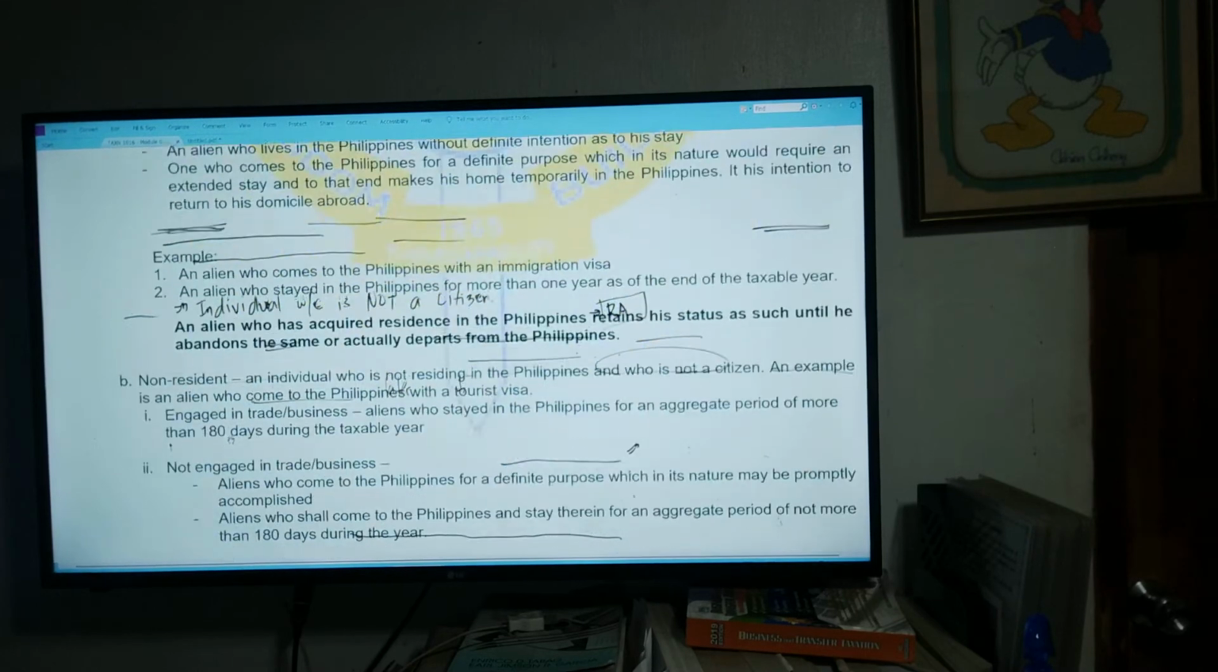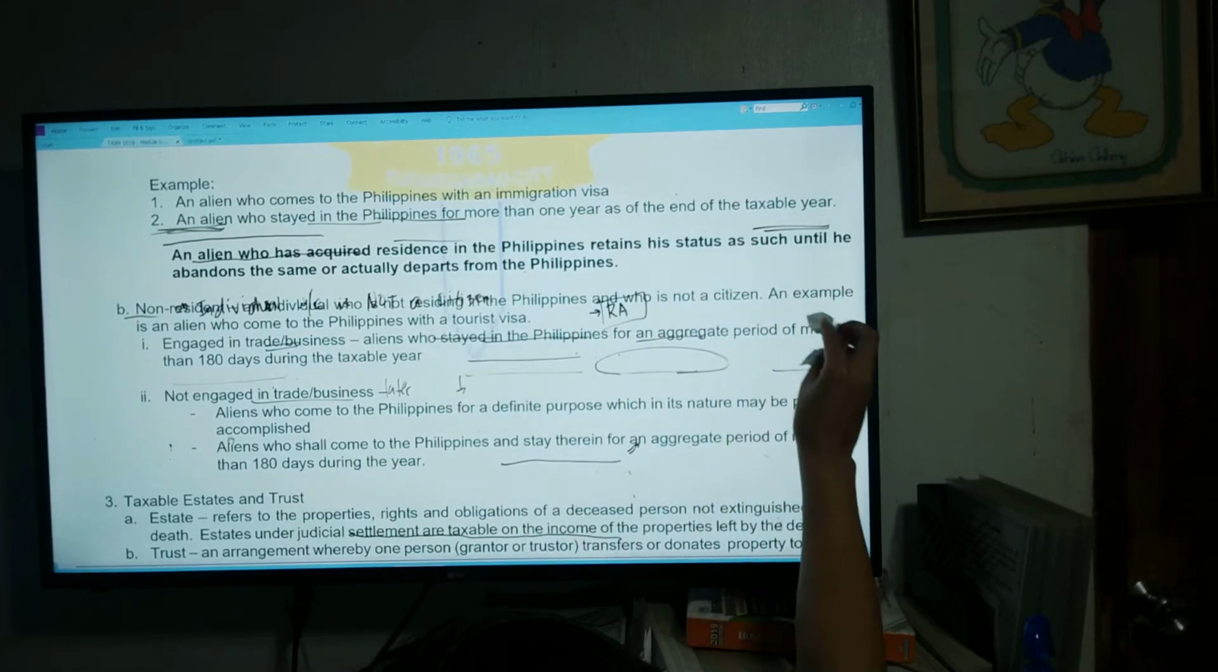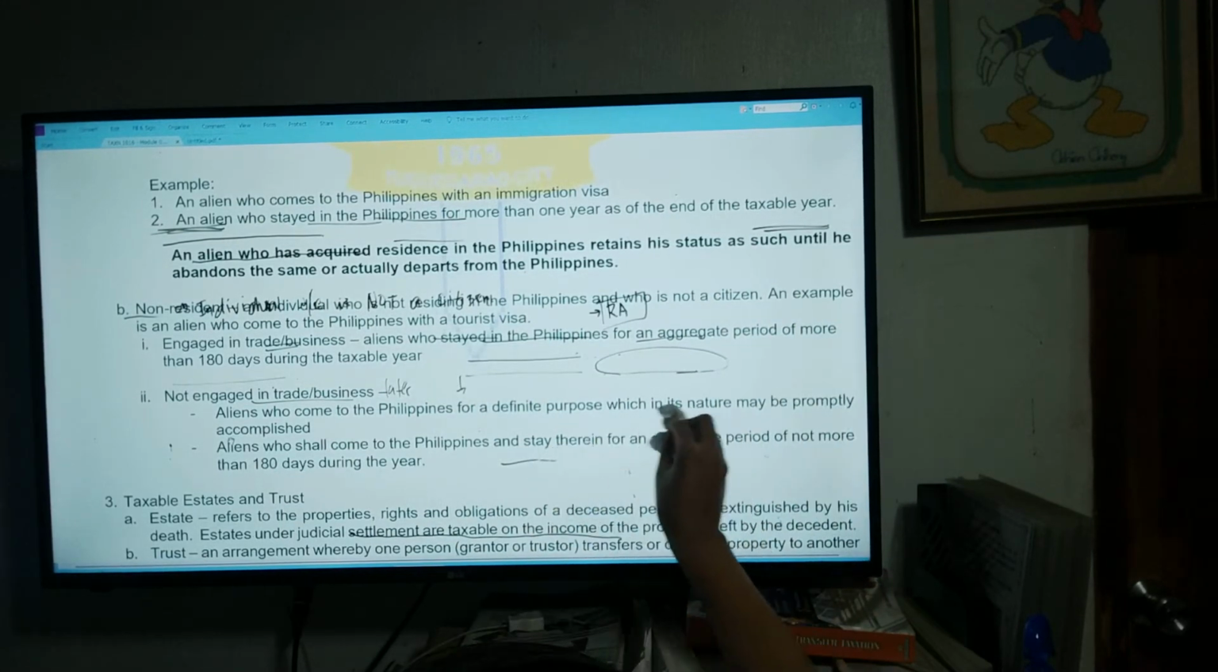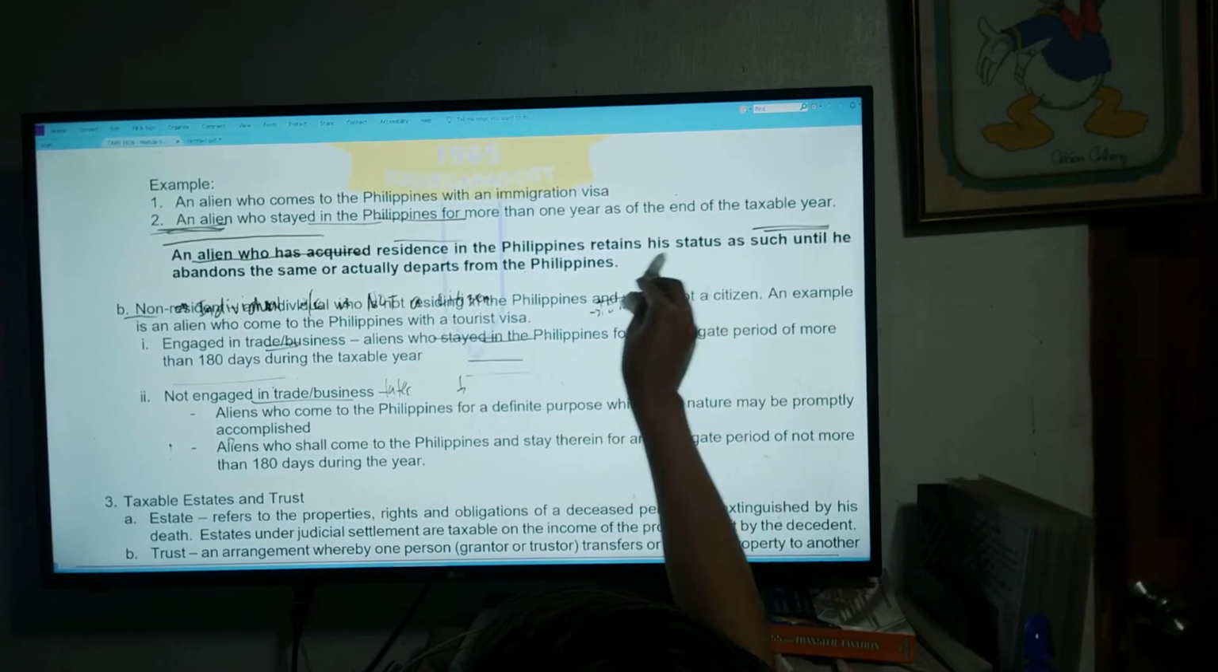Okay. So, with that, we go to the last, which is the non-resident alien. Ano naman po itong non-resident alien? Sila non-resident alien naman po.